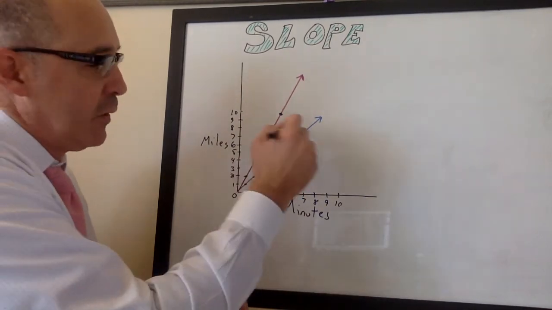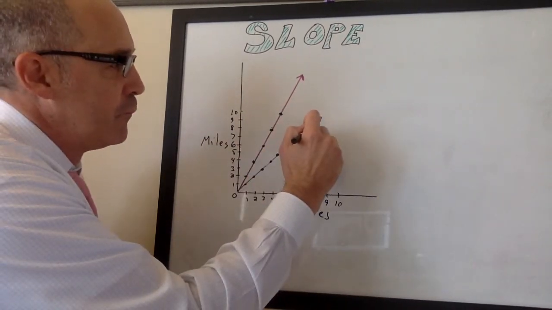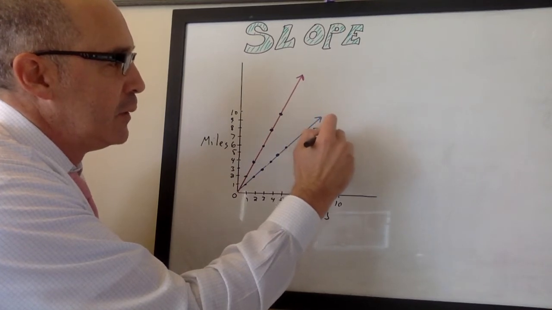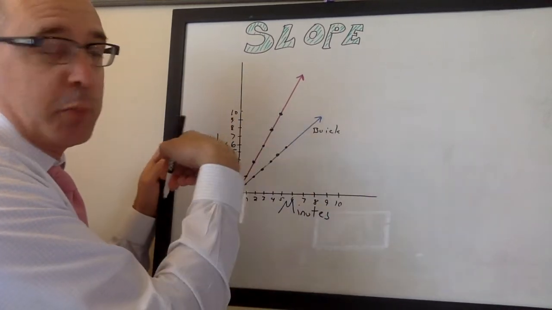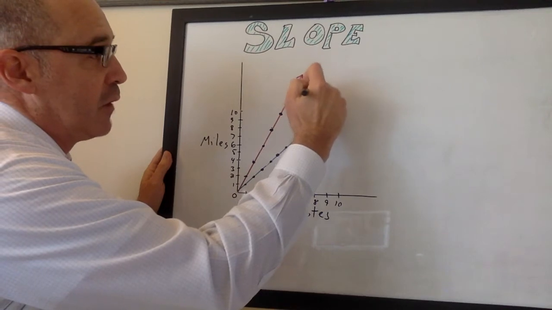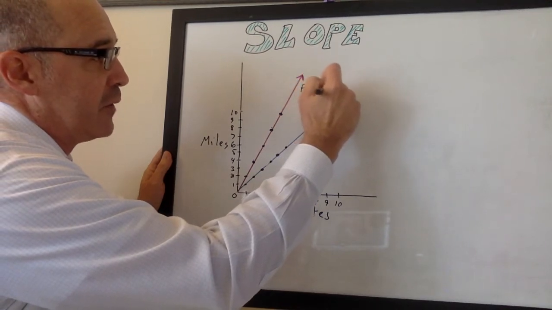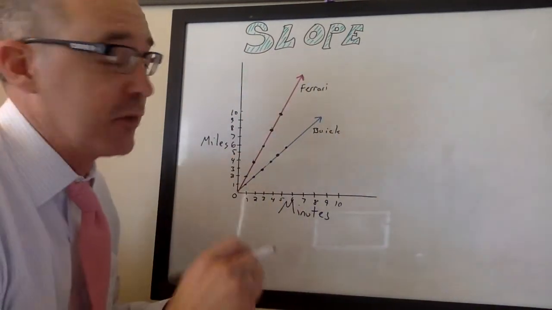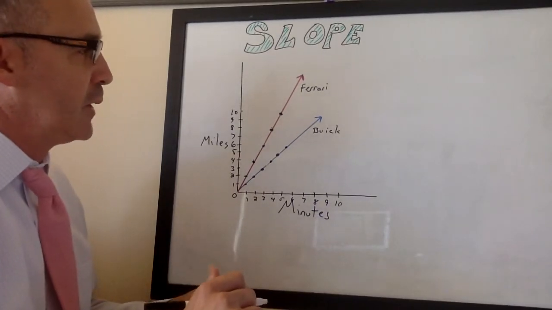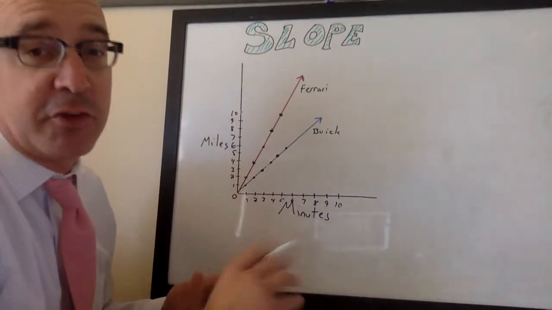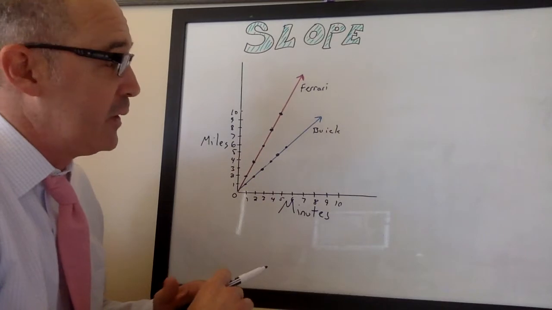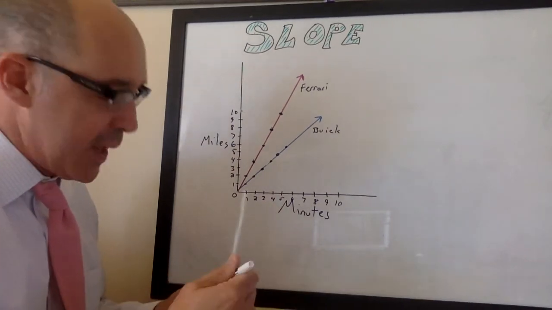So maybe we can call the blue car a Buick, and the purple car could be like a Ferrari or something. Much faster than a Buick. At least the driver's driving it faster. So, okay, back to the slope. They have different slopes, as you can see visually. Now here's how you think about them mathematically.